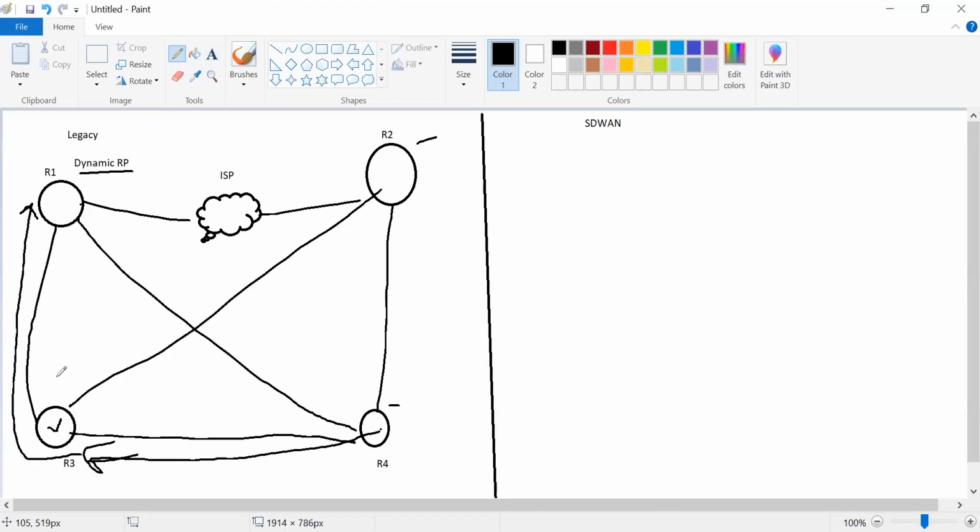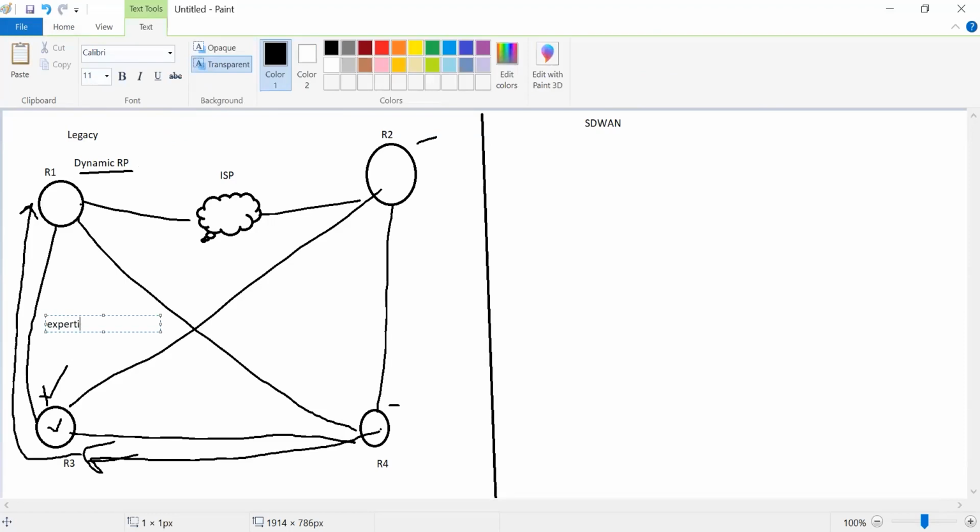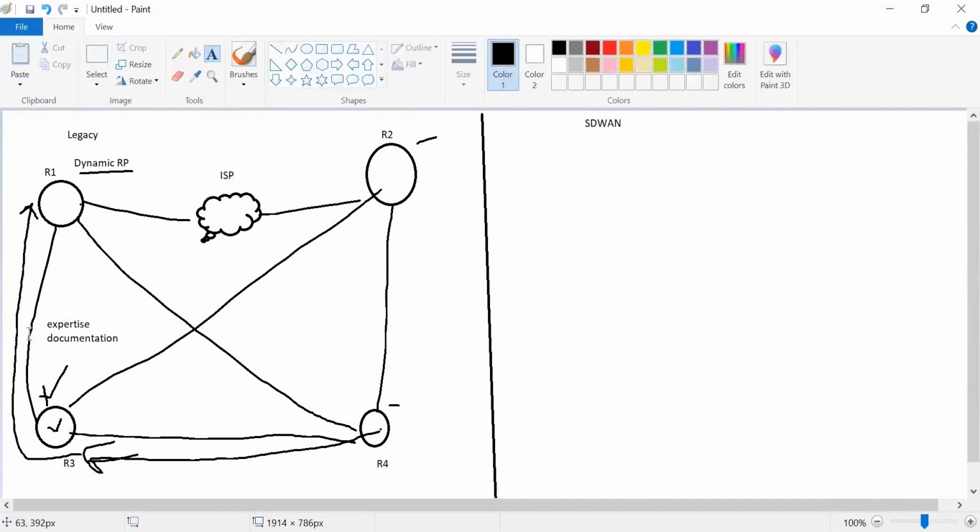So here comes the overhead: you need someone who is an expert with these things, right? And you need someone who has expertise. What happens if you leave the organization? If you're managing some network and you leave the organization, only you know those things, right? You need some sort of documentation so that the person replacing you is aware of all these things, and he should be as much of an expert as you are, right? So these things are complex to manage in the control plane.